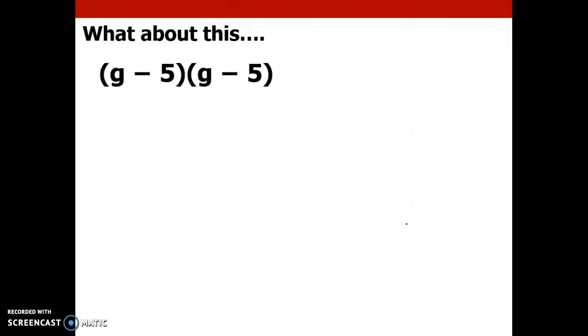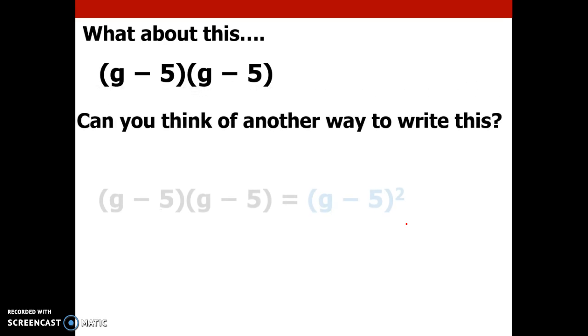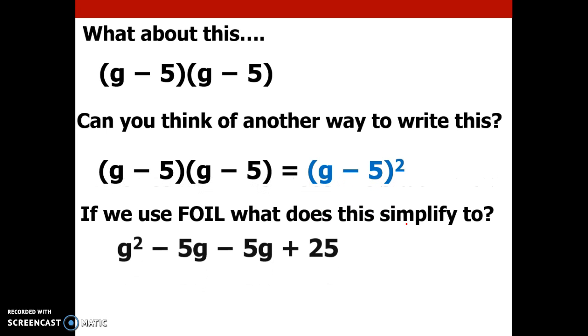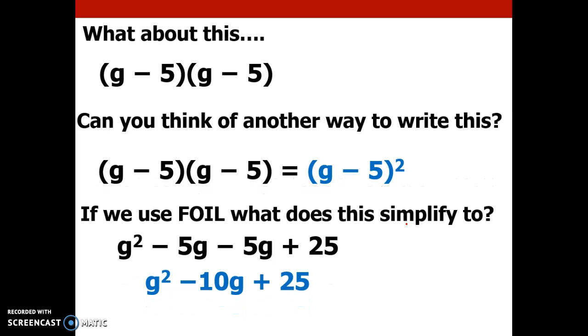Now, let's look at something a little bit different. G minus 5 times G minus 5. Again, if I go to FOIL this out, we can think of this as G minus 5 squared. And it'll end up becoming g squared minus 10g plus 25. Do you see a pattern? Hold on to it. Let's check and see what happens.